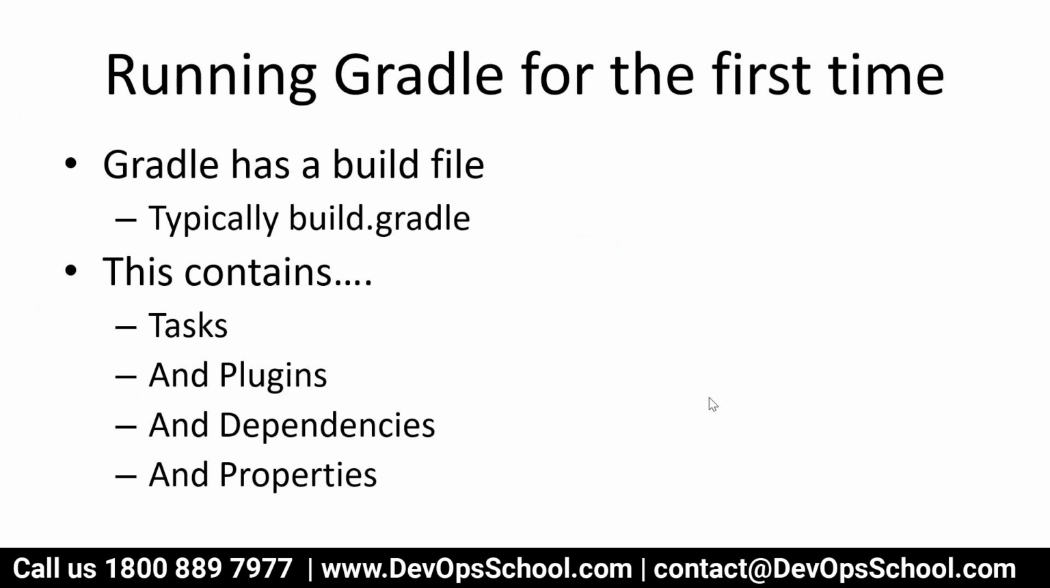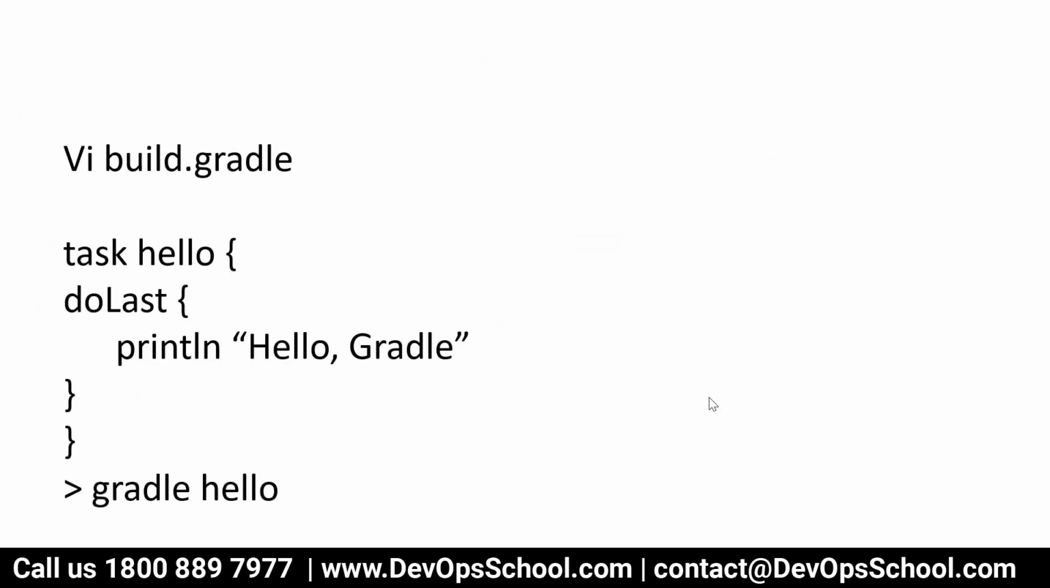That's the first thing. Then you'll say, okay, fine, we will create a build.gradle. But what would it contain? So it will contain tasks, plugins, dependencies, and properties. One by one, we will go through each of these. Look at this here. Here you have one task. What task? Hello task, the name of the task.